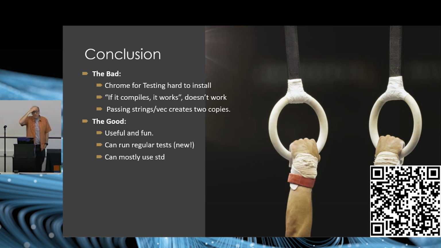Another thing that's bad is we love "if it compiles, it works," and now that's not true, because they wanted to make WASM as easy to use as possible. They pretended it had the full standard library, and in places where it doesn't, you won't know until you try to use it and it fails. It's nice that it can pass strings and vectors. It's too bad that it's always making at least two copies of your memory. It'd be fun if there was a way you could just pass a slice of memory and not have to make a copy. The good.